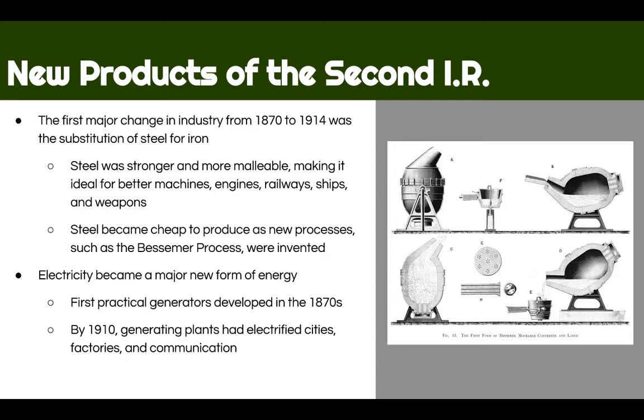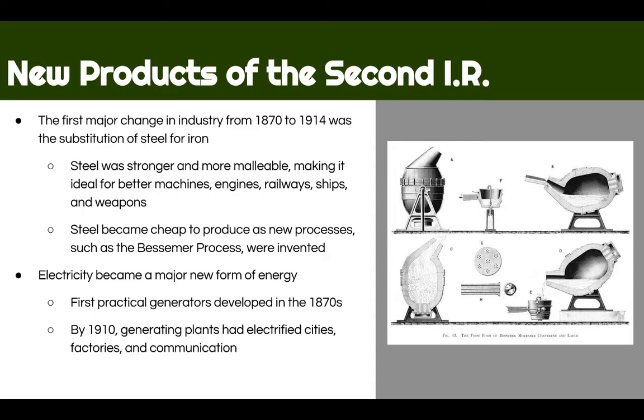You didn't need as much because it was stronger, so you could make lighter ships and steamships, etc. So it was ideal for building machines, engines, weapons. But when new processes come about in the 18th and 19th centuries to make steel in a lot more quantities for cheap, that was a game changer. And so things like the Bessemer process, which you see pictured to the right, really make steel one of the major ingredients, so to speak, of the Industrial Revolution.